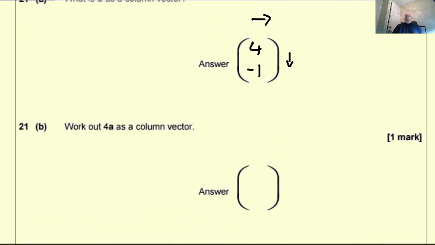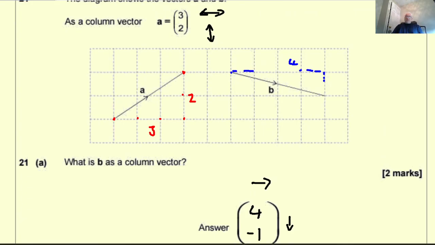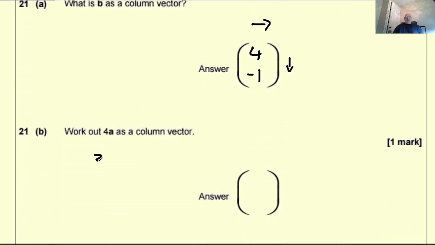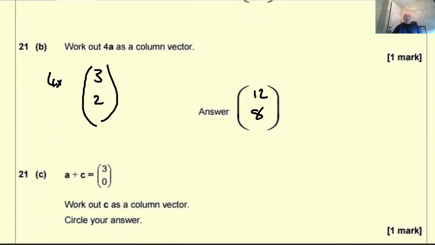Work out 4A as a column vector. Well, I've got 4 lots of A, and we know A is 3 to the right, 2 up, so they're both positive. So I've got 3, 2 as a vector, and if I want 4 lots of it, I'm just going to multiply that by 4. My line is like 4 lots of that line. So 4 times 3 gives me 12. 4 times 2 gives me 8. Don't then simplify it, leave it as 12, 8.